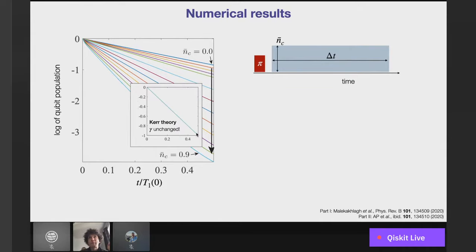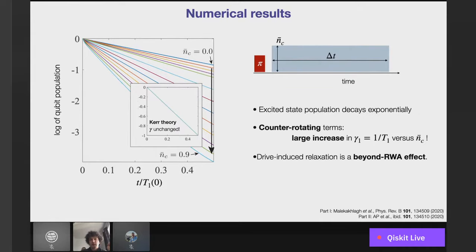Good. So more importantly, this is a very large increase. If you actually look at the magnitude of this effect, it's very, very large. And I will go on to tell you a little bit more.